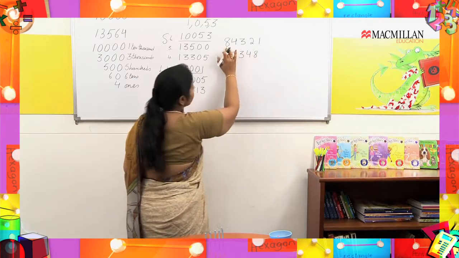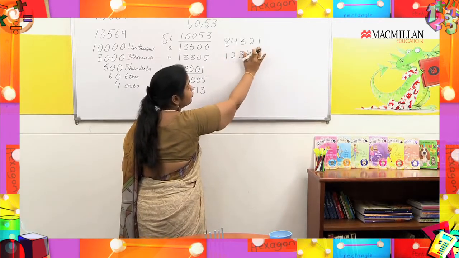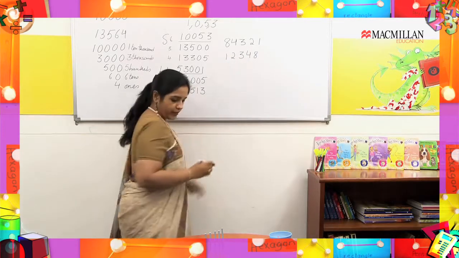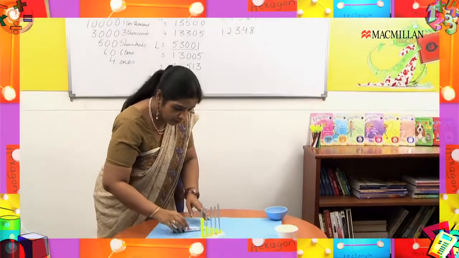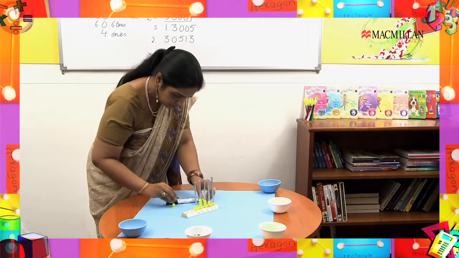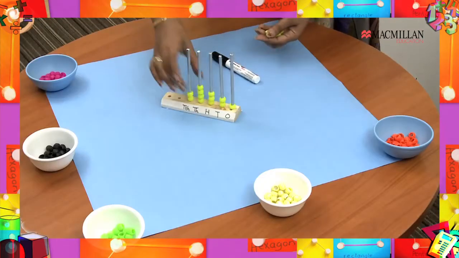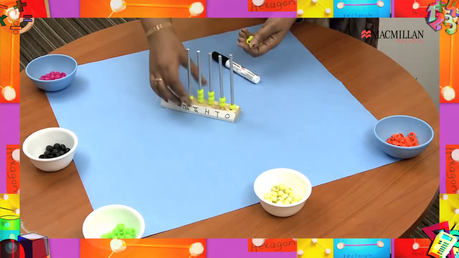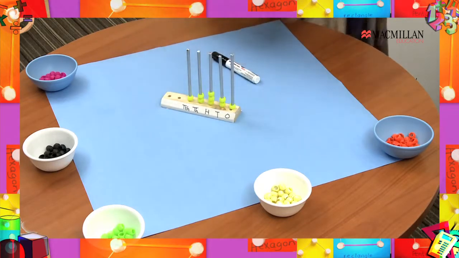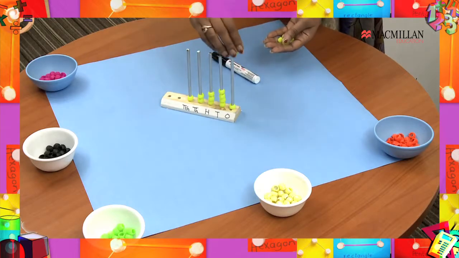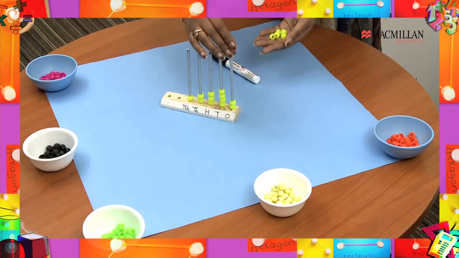That is, this number was 84,321 and what have I created? 12,348. So let us create 12,348 here. So I have 12,000. My 12,000 is ready. Then I want 340 and 8 here.